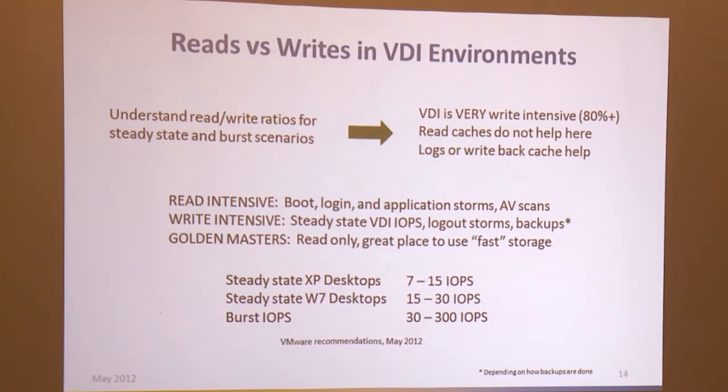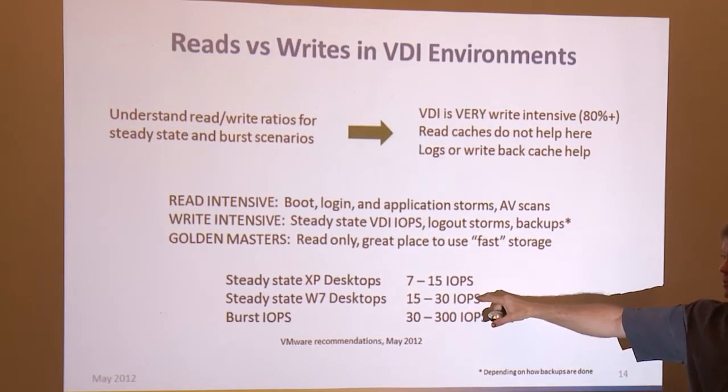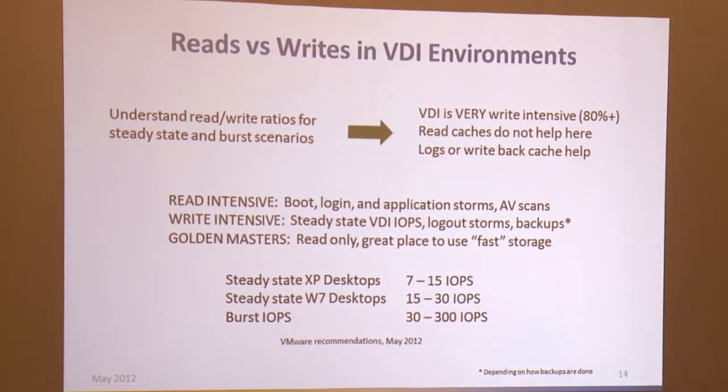what some of the numbers are that we're seeing out there. I'm actually going to show numbers from both VMware and Citrix in terms of their recommendations for IOPS requirements on different desktop types. So these first numbers here are from VMware. And you can see that the burst IOPS requirement is 10x the steady state. Okay, that is a huge differential.